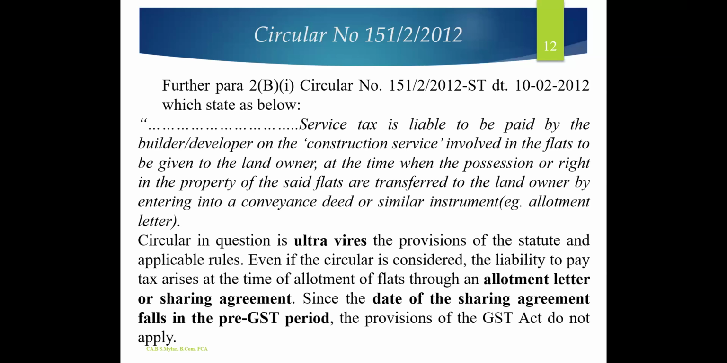Sir, I totally agree. This is in respect of the landowner conveying to the developer. But 151 says that the said flats are transferred to the landowner by entering into a conveyance deed. See, when the landowner enters into a conveyance deed to the developer, that is the evidence that construction is now satisfactorily completed. Correct. So the point of taxation, they are trying to converge. When the second transaction is ready to take place, then the first transaction must be understood to have concluded.